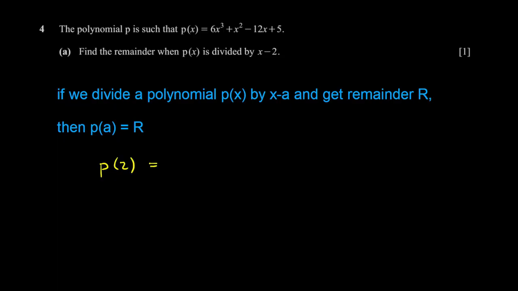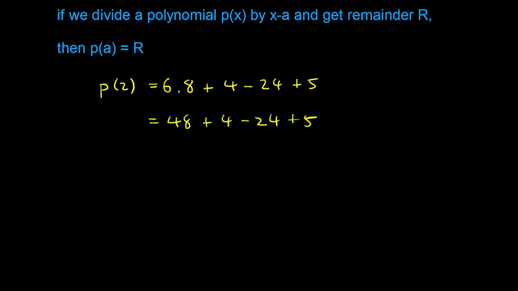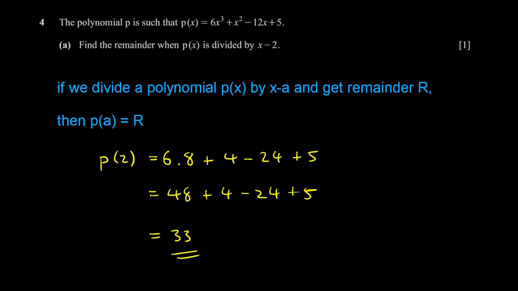And that means we're going to get 6 times 2 cubed. 2 cubed is 8, plus 2 squared is 4, minus 12 times 2, which is 24, plus 5. And 6 times 8 is 48, plus 4 minus 24 plus 5. Okay, now 48 minus 24 is 24. And 24 plus 4 is 28, and 28 plus 5 is 33, and 33 is our answer. Okay, so that's part A, that's worth 1 mark.